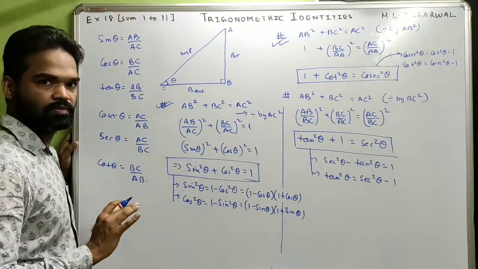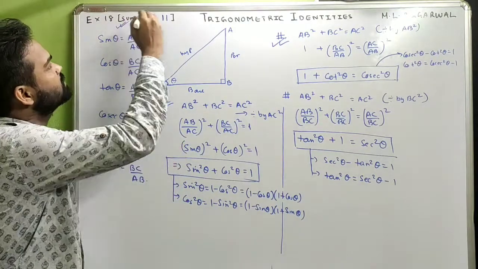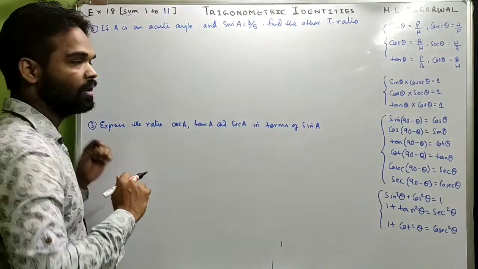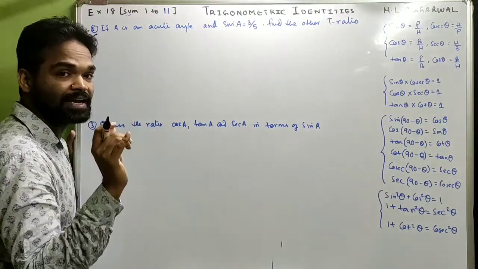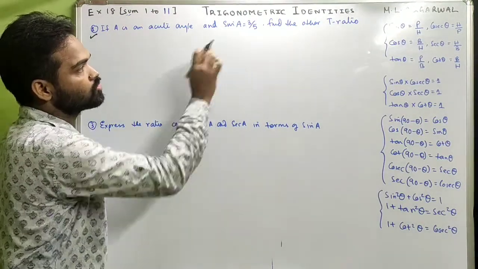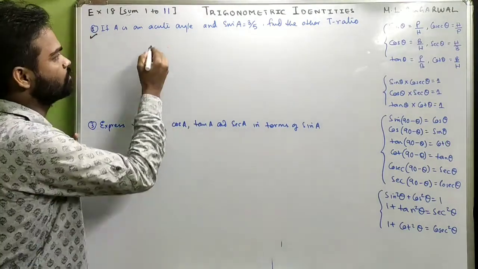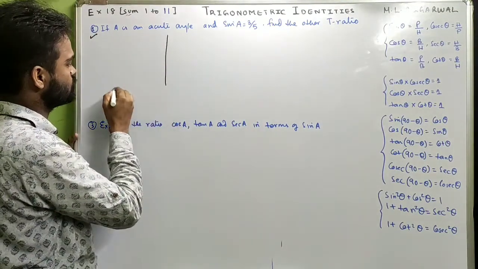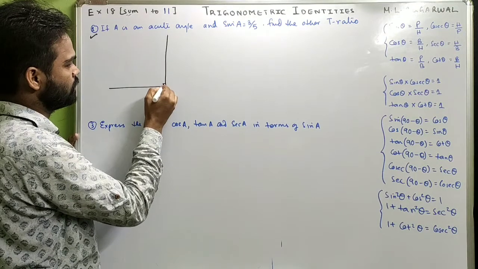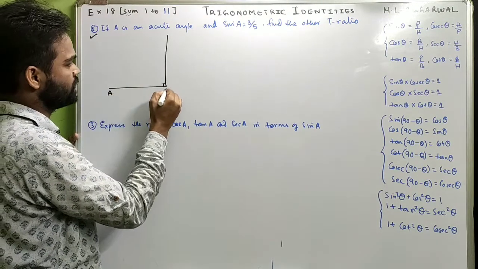Now let us solve sums from exercise 11. Now look at sum number 1. If A is an acute angle and sin A = 3/5, find the other trigonometric ratios. Look over here, we'll draw a right triangle ABC with acute angle A.